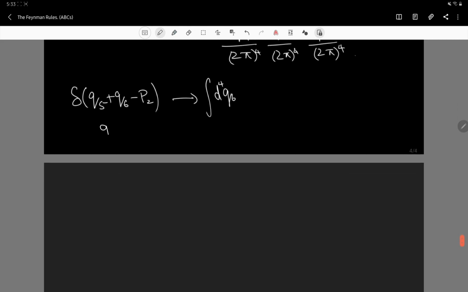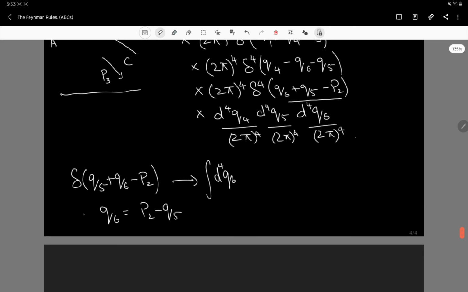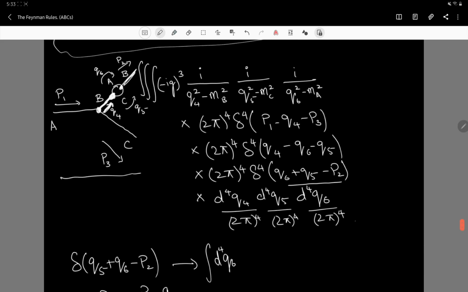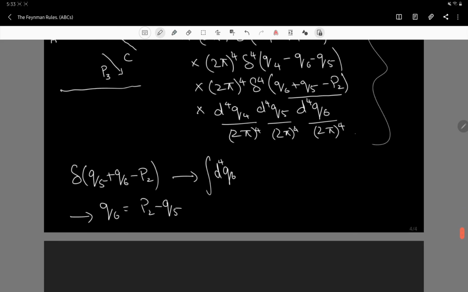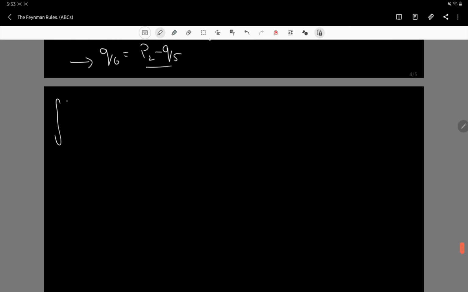This just tells you that Q6 should be equal to P2 minus Q5. And so again, we would just replace Q6 in this whole integral with P2 minus Q5. Okay, perfect. So we are replacing Q6, so we are just getting rid of one of the integrals. So something like this, iota over Q4 squared minus MB squared, iota over Q5 squared minus MC squared.